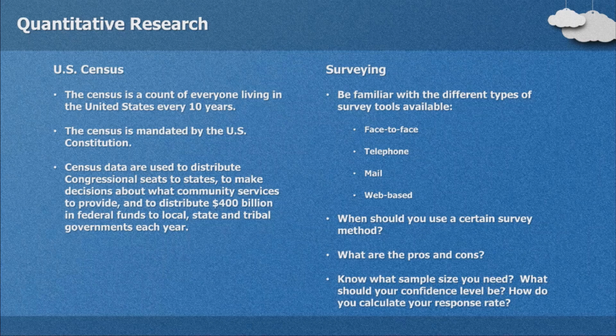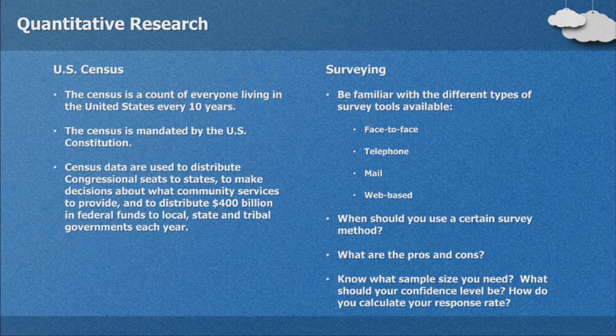So how do we distribute that $400 billion of federal funds to local, state, tribal governments each year? The number of population plays a big role. Quickly growing cities will often conduct a special census to sort of get a bigger chunk of the budget. So know what the importance of the census is.